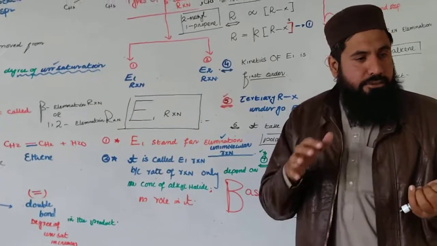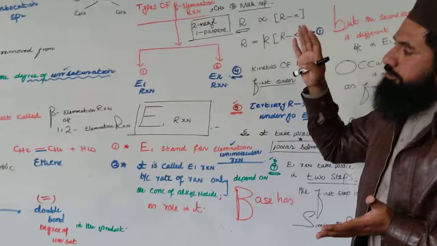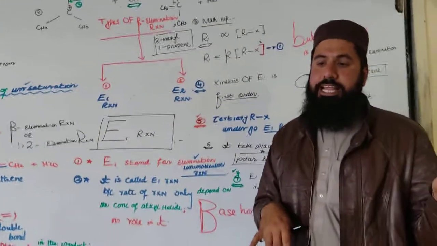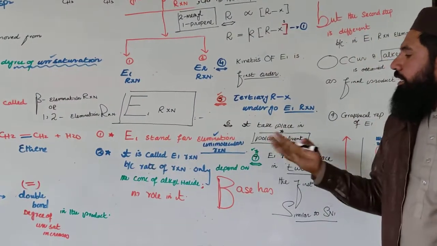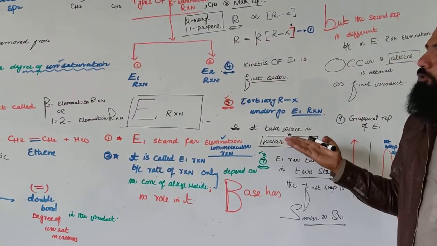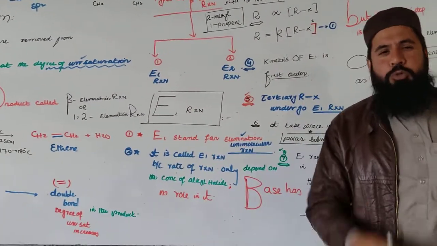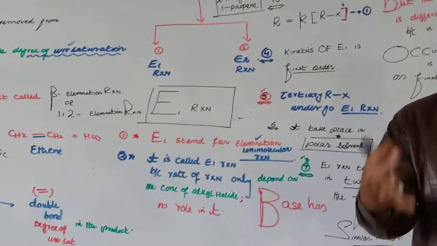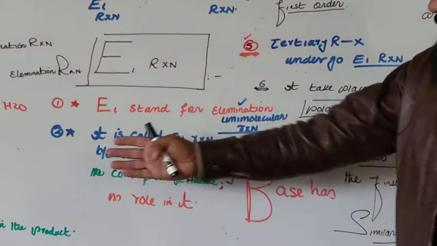I have divided this whole E1 reaction into eight points. Look at the first point. E1 stands for unimolecular elimination reaction: E for elimination and 1 for unimolecular. It means those reactions in which only one molecule is involved are called unimolecular reactions.